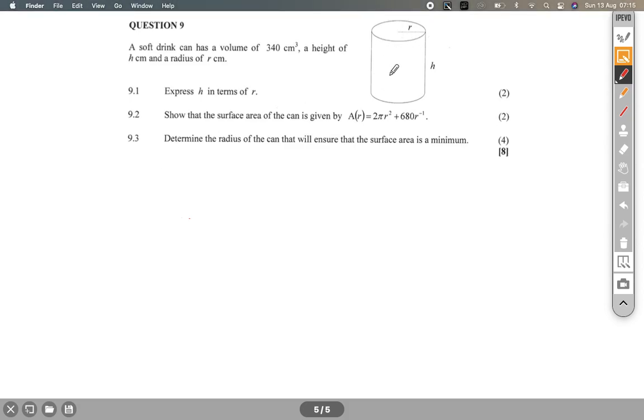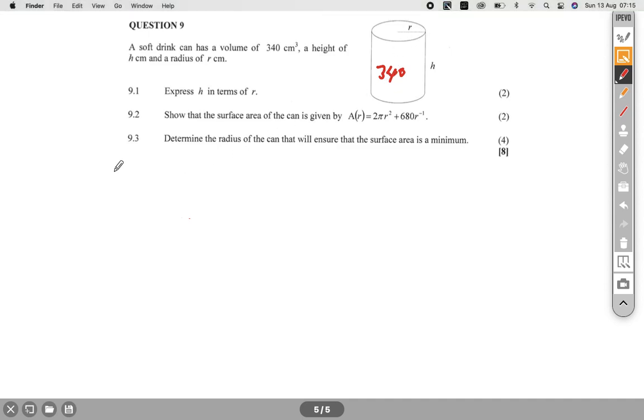So this is a can, suppose a can of Coke, which has a volume of 340 centimeters cubed, and it has a height h and a radius r. So we are asked to express the height h in terms of r.